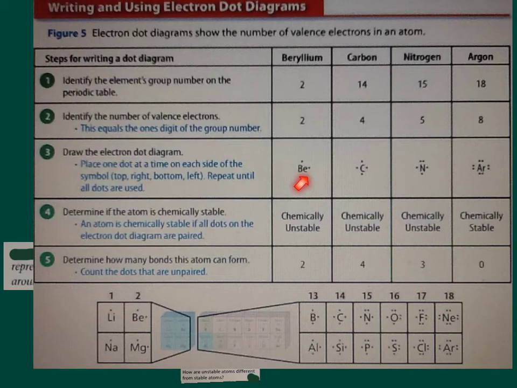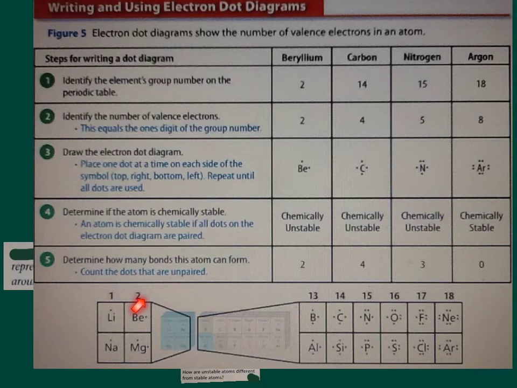You then identify the number of valence electrons, which is the step that's listed number 2. Valence electrons are the electrons in the outer energy level, the energy level that's furthest from the nucleus. So let's look at beryllium. Beryllium has 2 valence electrons, and we know this because when we looked at the periodic table, the group number across the top that beryllium was in was 2. It was in group 2.